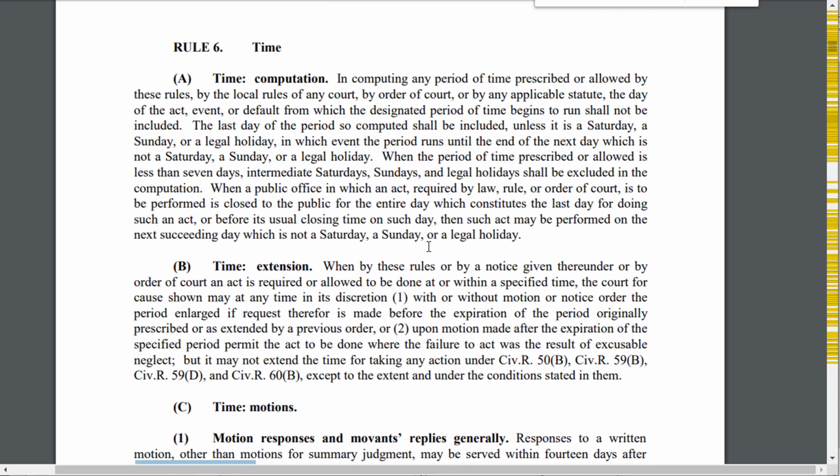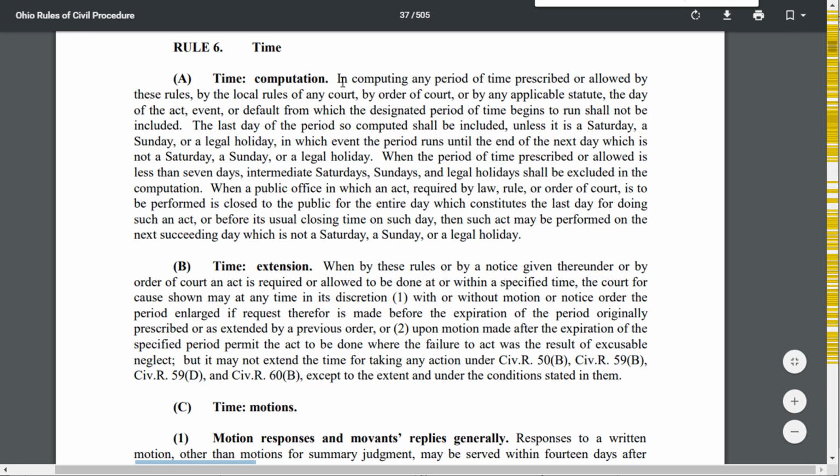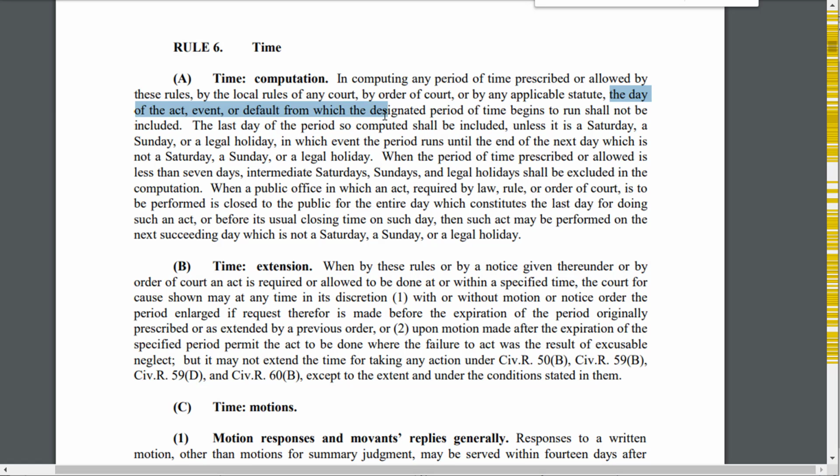And then the third provision up here is how do we compute the time? And it makes it very clear here that the day the act or event, so that would be like the hearing, from which the designated period of time begins shall not be included. That's kind of the main rule for us. There are other rules here, but this one really applies to us. So we need to read all of these things together.